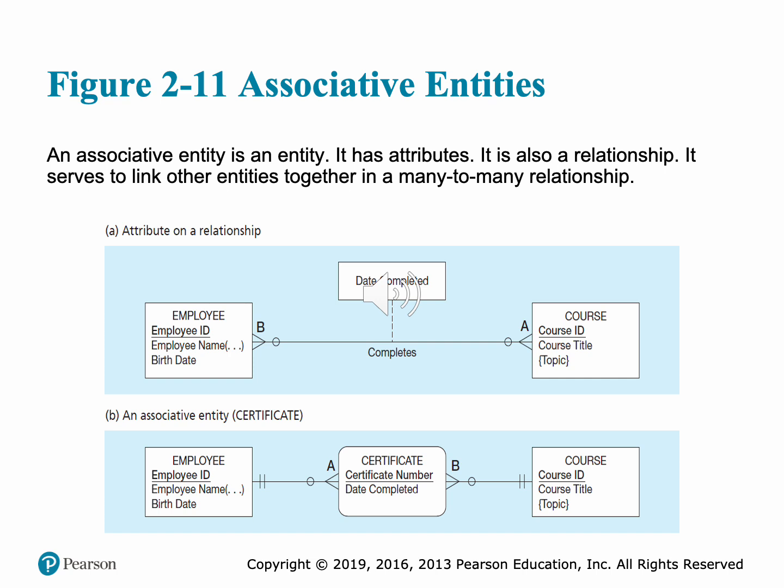In Figure A, the date completed attribute pertains specifically to the employee's completion of a course. It is an attribute of a relationship. The relationship simply states that an employee completed a course on a particular date. The completion is represented as a relationship and is not an entity unto itself.